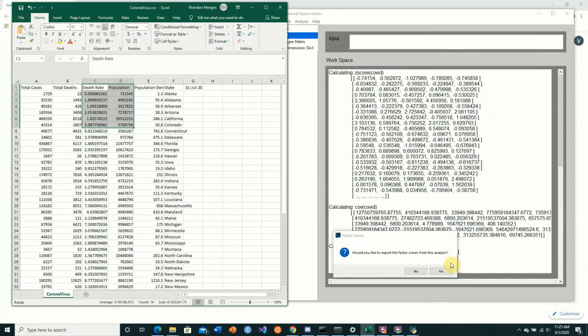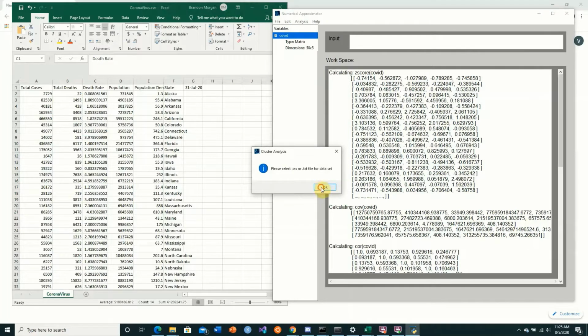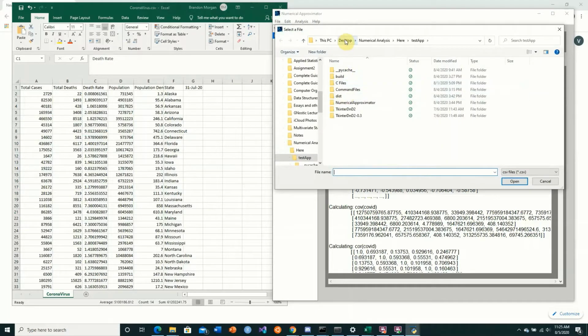We will not export these factor scores. Now I'm going to perform a basic cluster analysis on the data instead of the variables.